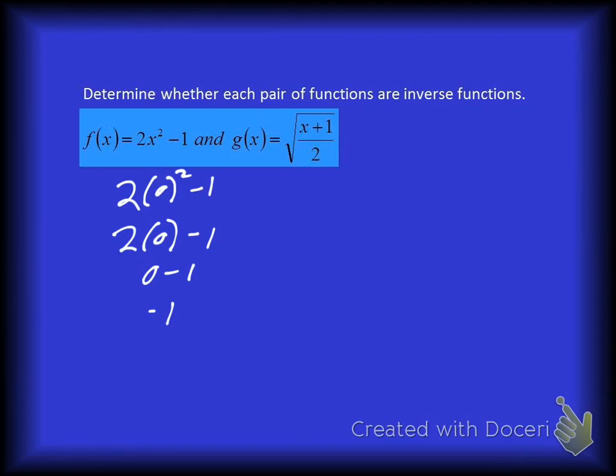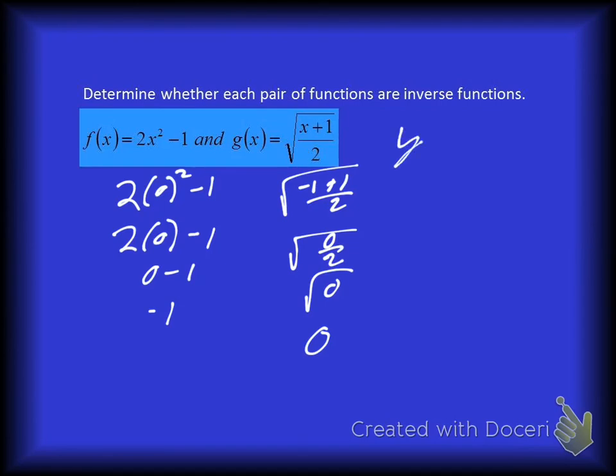Okay? John? Sure. Square root of negative 1 plus 1 over here, divide that by 2. Negative 1 plus 1 is 0. Divide by 2, 0 over 2 is 0, and the square root of 0 is 0. Are they inverses? Yes.